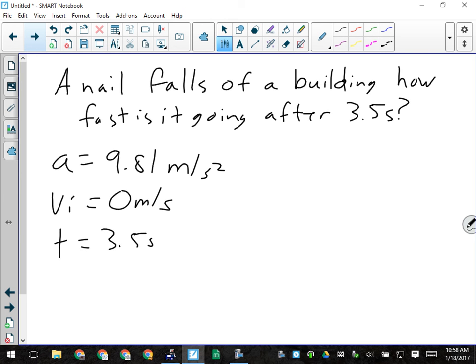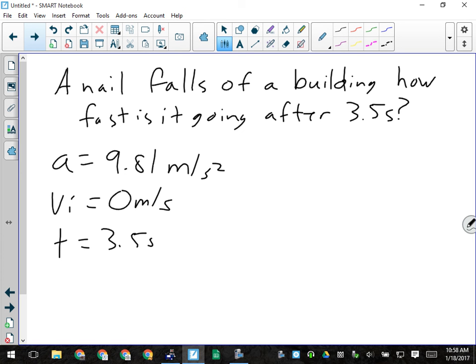So the question doesn't outright give me numbers, but it gives me a situation where I need to recognize I was actually given more numbers. Anything falling falls at 9.81 meters per second squared. And if it falls or is dropped or something like that, it's VI.